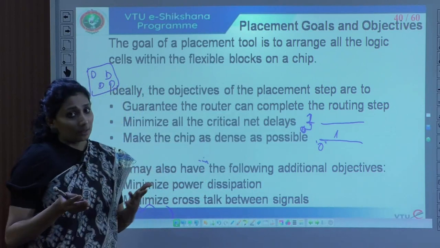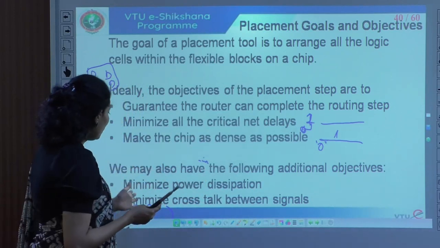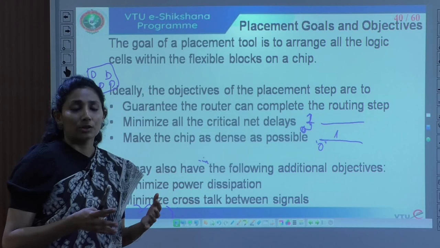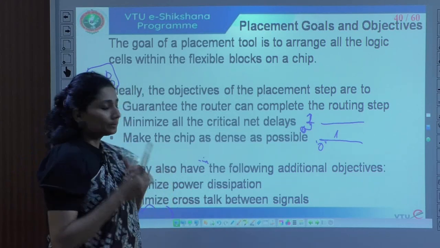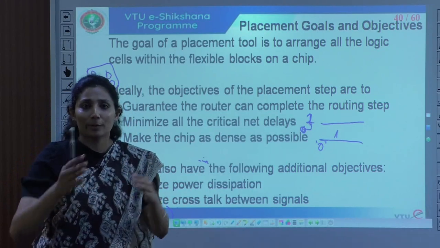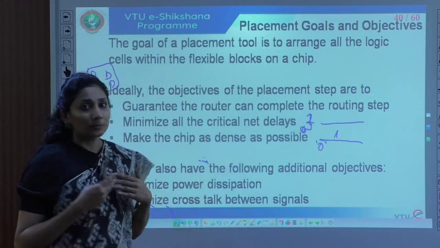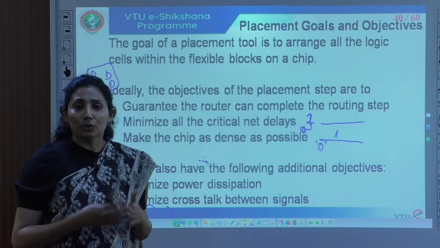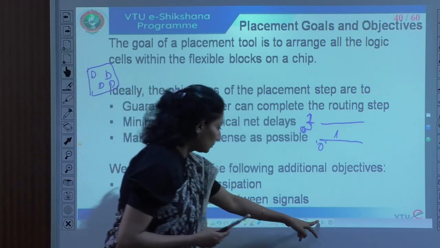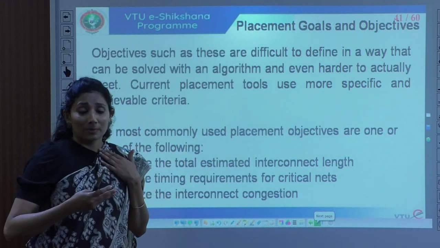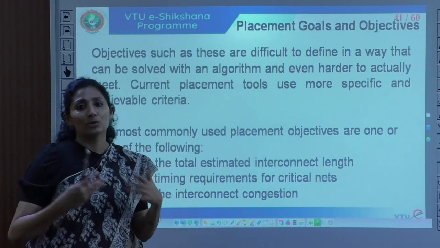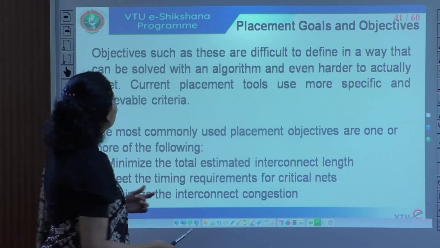That I can keep as a criterion, or I want to reduce the power dissipation, that also I can keep as a criterion. It is not like I have to go only for wire length, but we should be idealistic so that there will be a certain outcome for the conditions, because you cannot run a placement only for reducing crosstalk. That is not possible, okay.